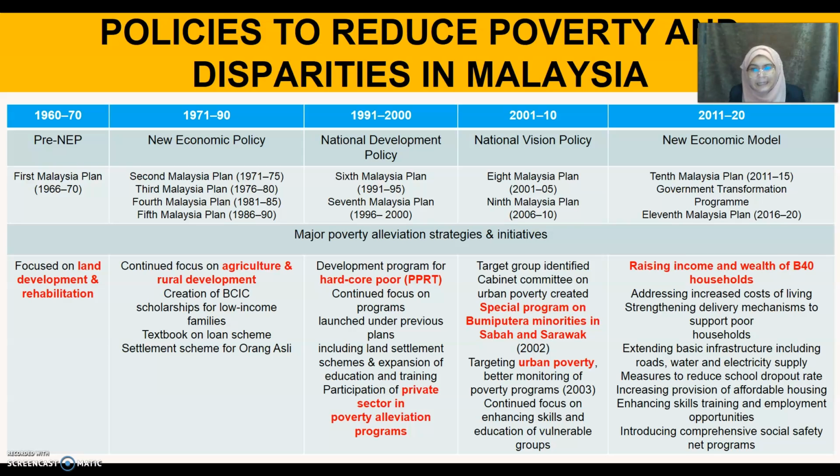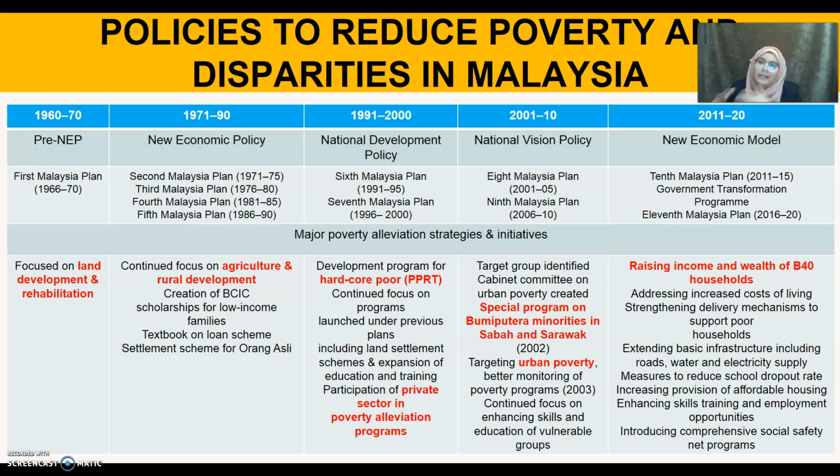They extend the basic infrastructure including roads, water, electricity supply. They try to measure to reduce the school dropout rate, because they found that makin lama the prevalence of school dropout has increased. Increasing provision of affordable housing. There are a lot of rumah rakyat, okay, bantuan rumah rakyat, okay, affordable housing. Enhancing skills training and employment opportunities. And also during this new economic model, they try to introduce comprehensive social safety net programs.